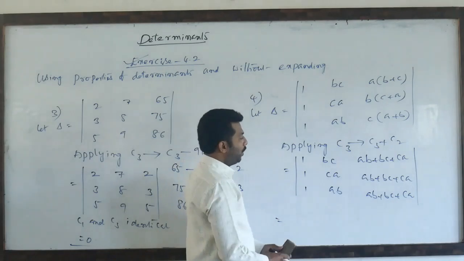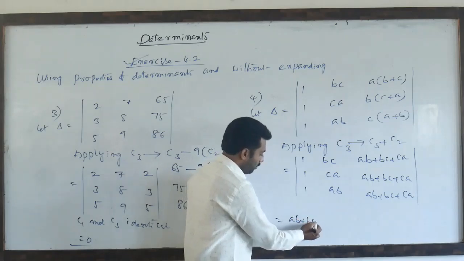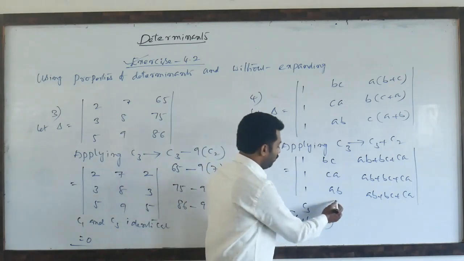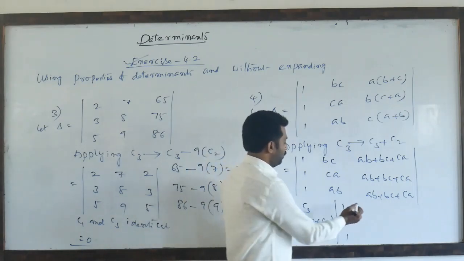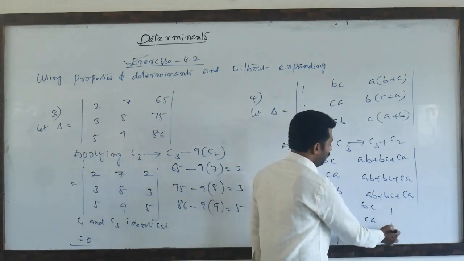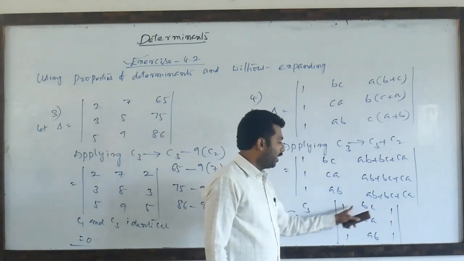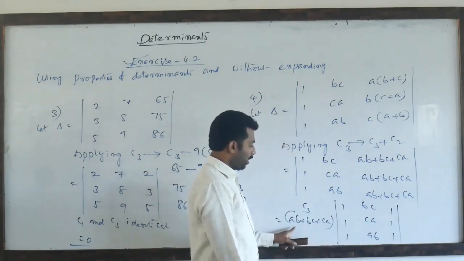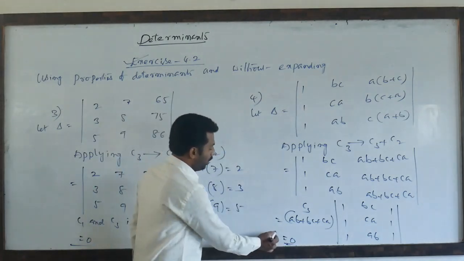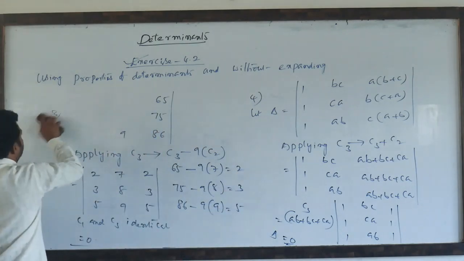So can I take one element common from the third column, AB plus BC plus CA? Then what is left? 1, 1, 1, BC, CA, AB, 1, 1, 1. So the first column and third column are identical, then the value of the determinant is 0. 0 into this product is again 0. So delta, the determinant, equals 0. Like that we have to answer.